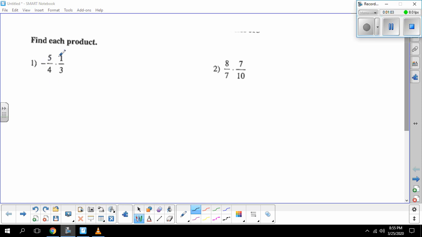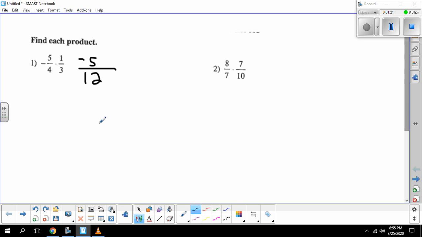So what we're going to do is we're going to use the negative with the 5. Okay, so negative 5 times 1 would be what? Simply negative 5. That's going to be your new numerator. Your denominator is just simply 4 times 3. So what is that? 12? Okay, so negative 5 over 12.